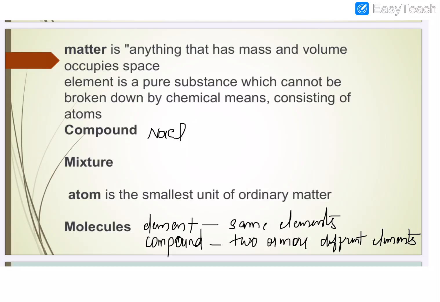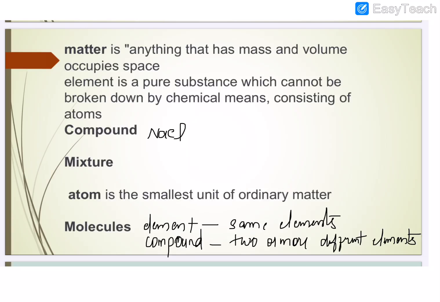So what is an element? Element is a pure substance which cannot be broken down by chemical means. So element is pure substance means it contains only one substance and it cannot be broken down by any chemical means, and element is made up of atoms. So the basic unit of the element is atoms.